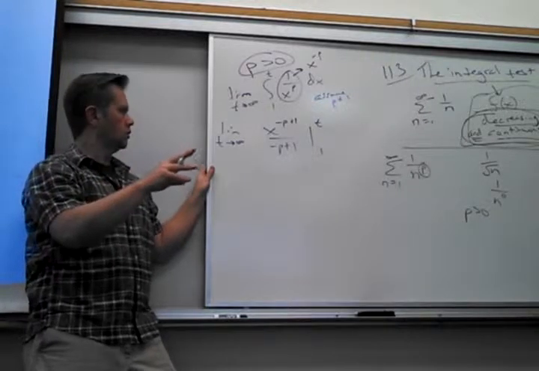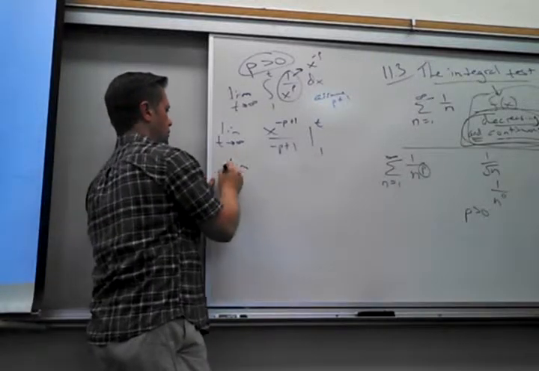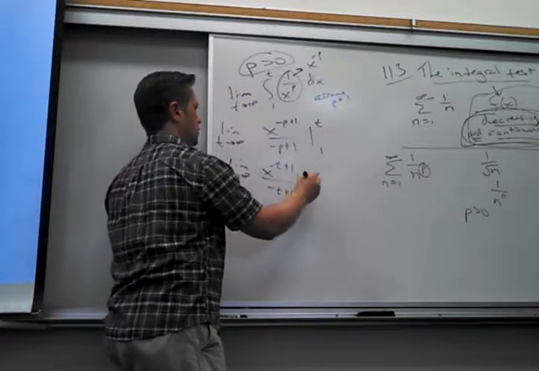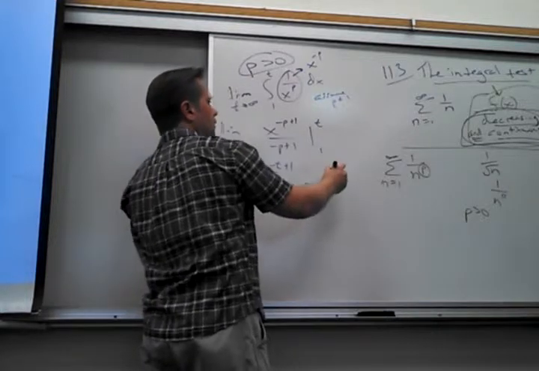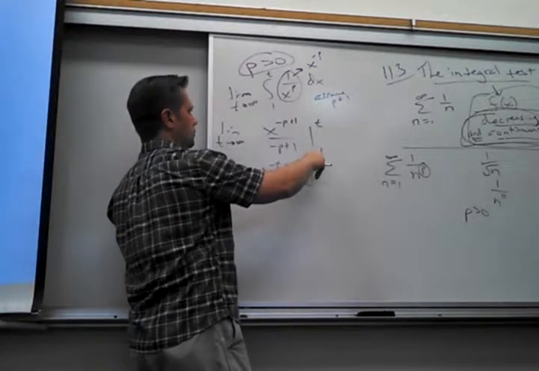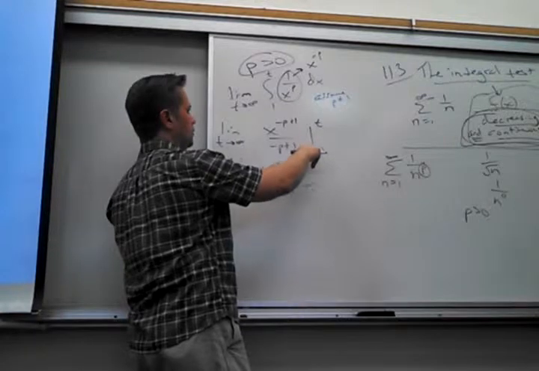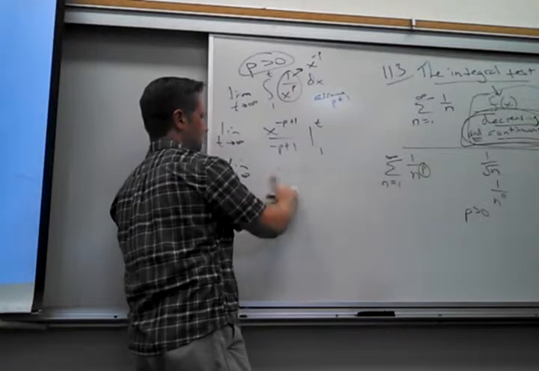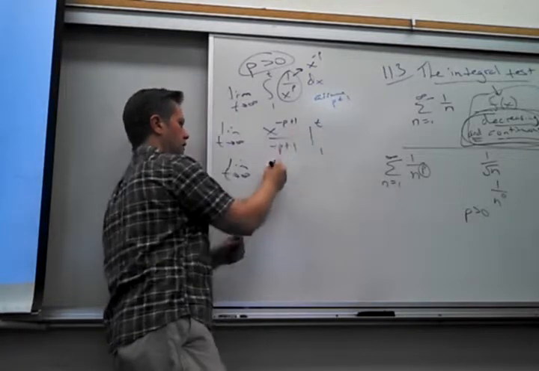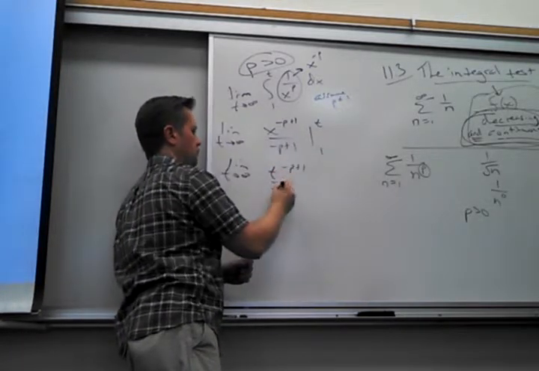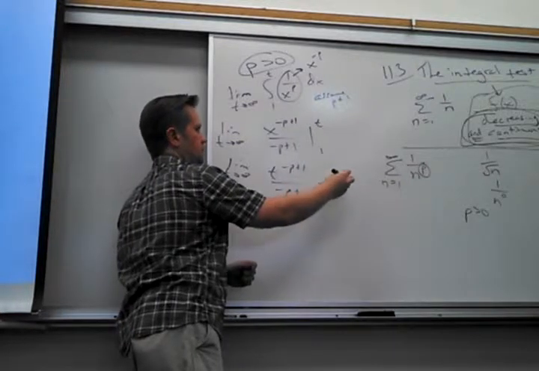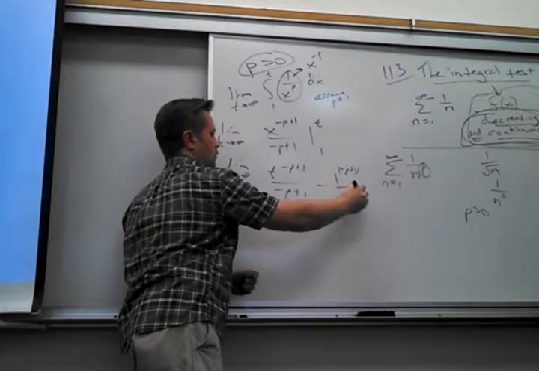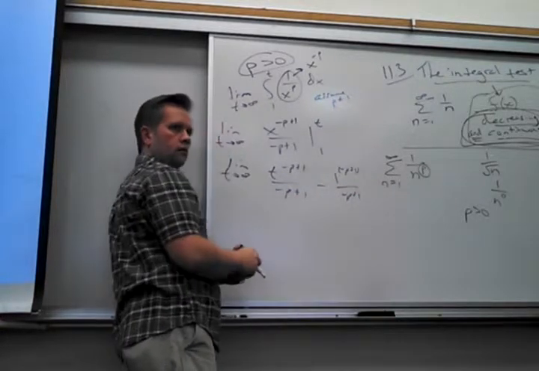Right, cool. So then this will be the limit as t goes to infinity of x to the negative p plus 1 over negative p plus 1, with t in for x, minus a 1 in for x. And of course, that'll just be 1 over that.